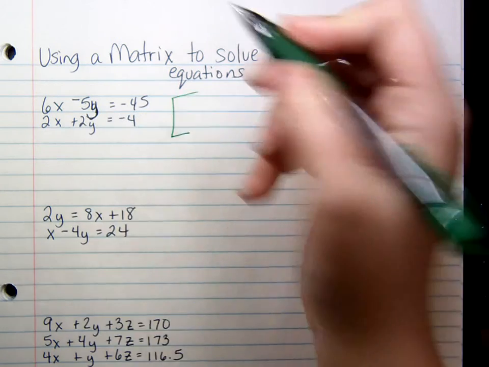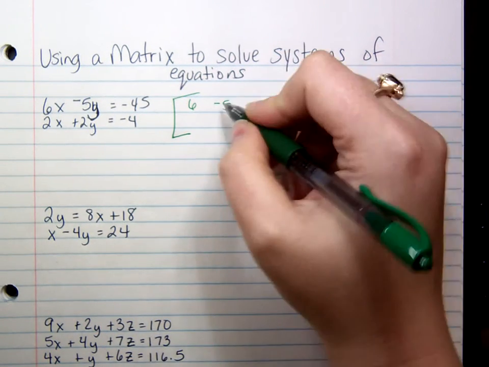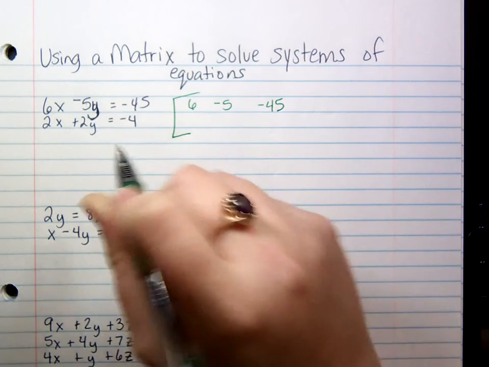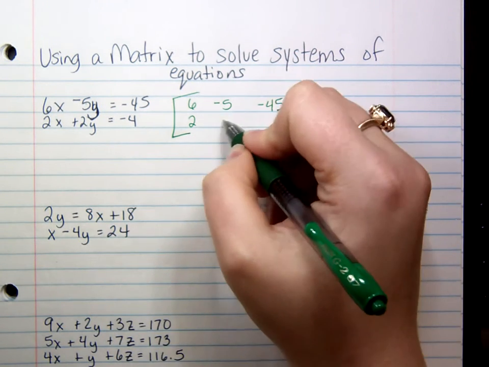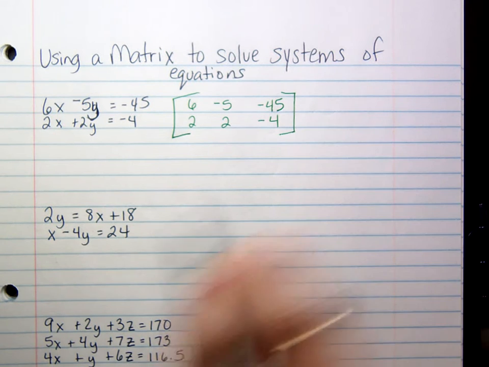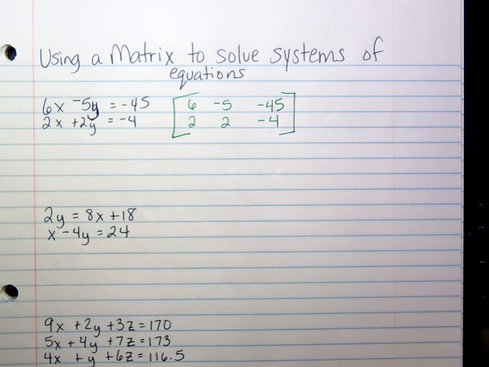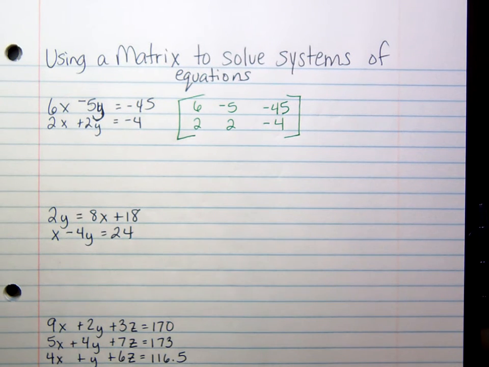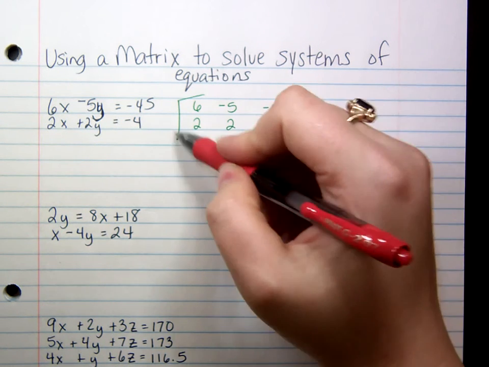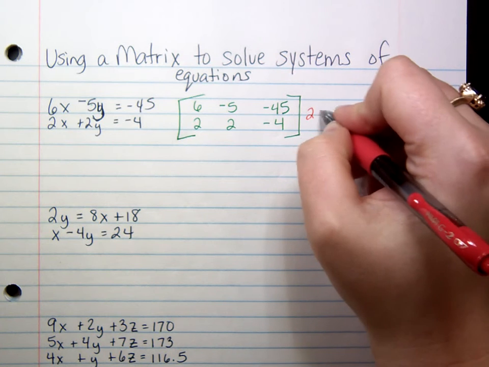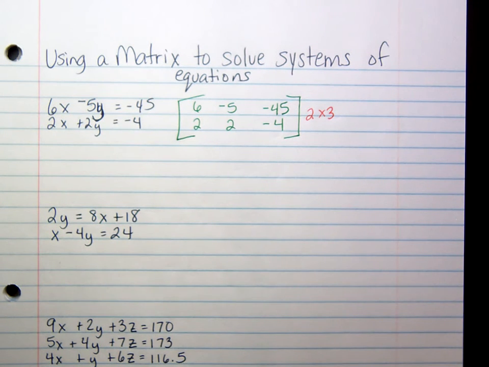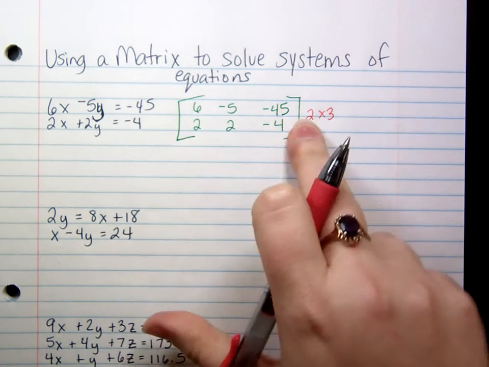You take the coefficients of your numbers, 6, negative 5, and negative 45. Coefficients 2, 2, and negative 4 for the next one. This is an example of a matrix. So the process in using a matrix to solve a system of equations is actually knowing what is going to go into the matrix. Now this system of equations gives us a 2 by 3 matrix because there are 2 rows and 3 columns.